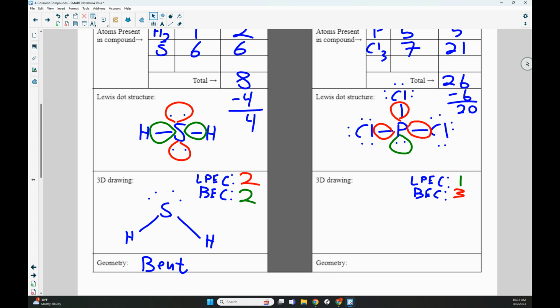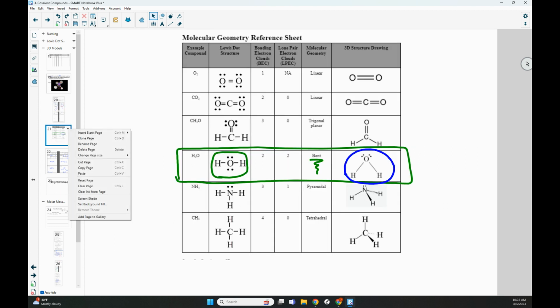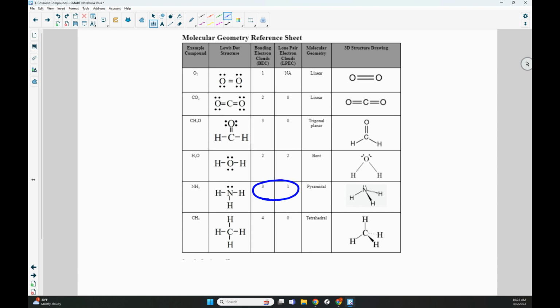So I'm going to go to my reference sheet, the blue handout that I gave you guys, and I'm going to find the row that has 1 lone pair electron cloud and 3 bonding electron clouds. And we see those numbers right here. So this is going to be my reference row. NH3, ammonia, is my reference molecule. It's going to have a pyramidal shape. And the drawing is going to look like this right here.